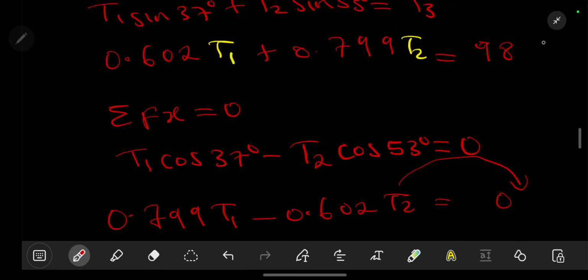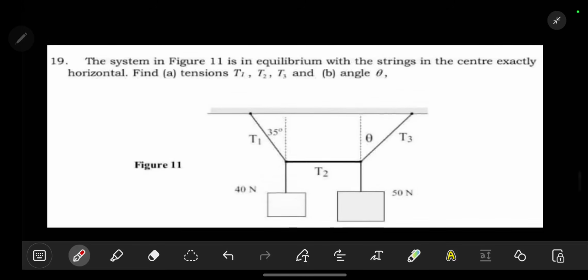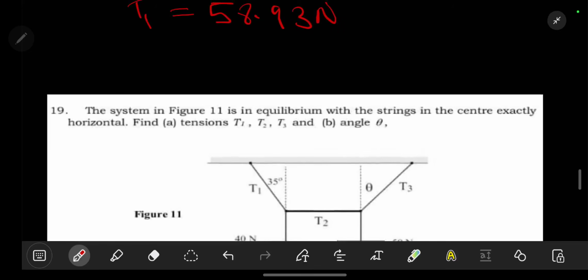Let's move on to the next question. Let's look at our next problem. It says that the system in figure 11 is in equilibrium with the strings in the center exactly horizontal. Find the tensions T1, T2, T3 and the angle.